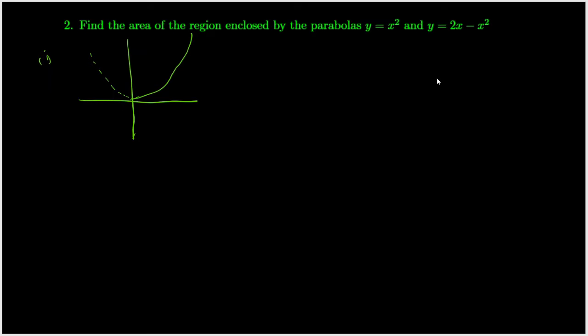Earlier we have seen how to get the graph of 2x minus x squared by completing the square. Now let's recall the graph of y equals 2x minus x squared. It's something like this. The whole function is something like that. I'll try to make the graph a little better. Illustration only again. Okay. So the shaded region is the region enclosed by two parabolas.